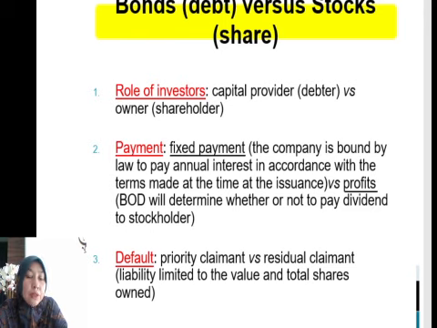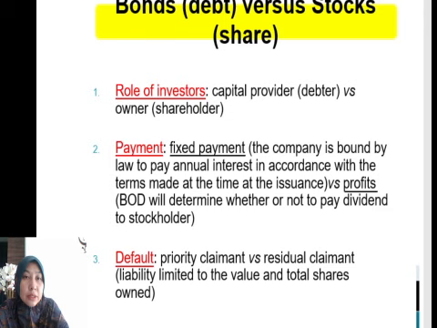So in terms of in case of default, for the bondholder, because they are the debtor, they will be prioritized. They will receive a claim first, based on the amount that they lent to the company, to the investment. And then the stockholder is the residual claimant, with liability limited to the value and total shares owned. So they are liable to the business.